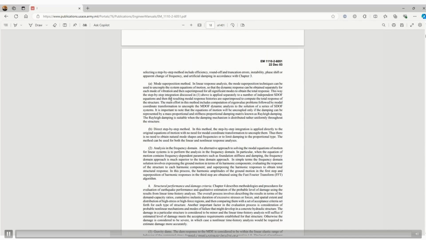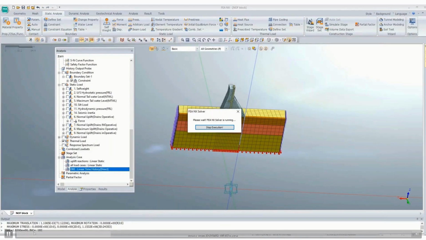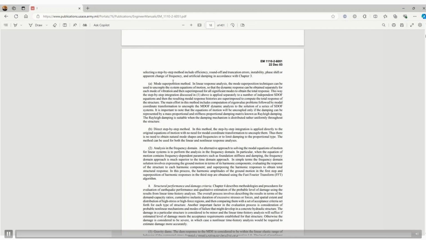Let's see the status of our analysis. The increment is still up to 182, so it has to go up to 800. We have two types of time history analysis. First is the mode superposition method. In linear response analysis, the mode superposition technique can be used to uncouple the system equation of motion so that the dynamic response can be obtained separately for each mode of vibration.